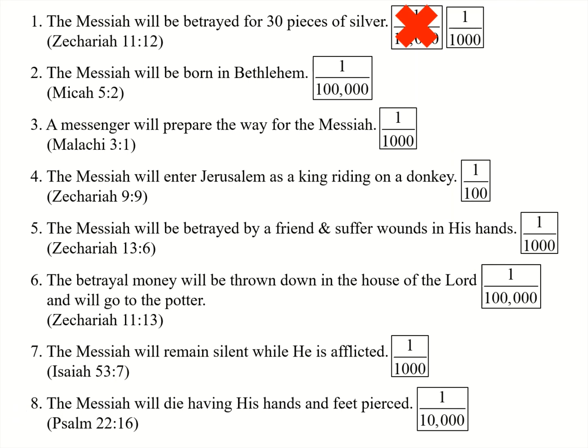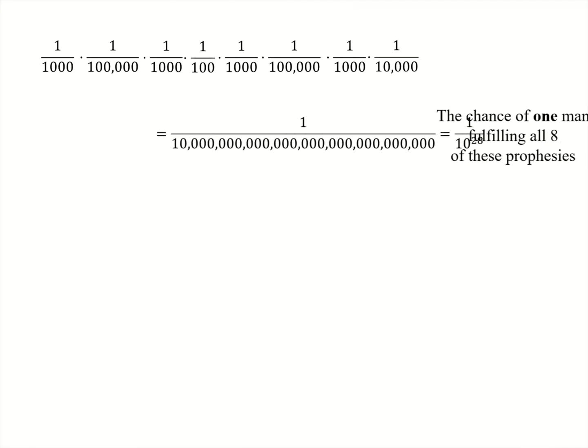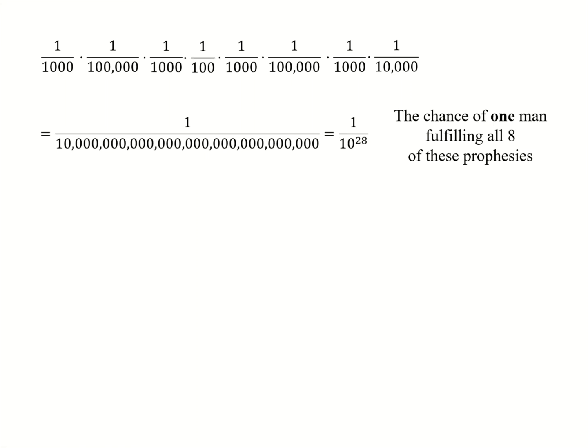So this is what we're going to do. We are going to multiply those 8 probabilities together and get 1 over a 1 followed by 28 zeros. Or we can say 1 over 10 to the 28, which has a name, 1 in 10 octillion. And this is the chance of one man fulfilling all 8 of these prophecies.